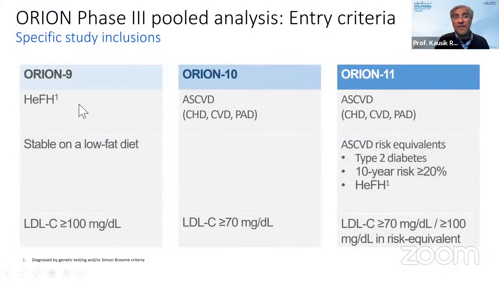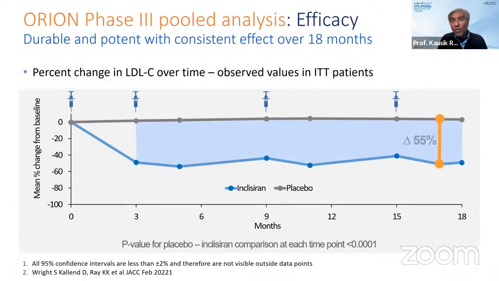It's been studied in ORION-9, in heterozygous FH, ORION-10, in established cardiovascular disease, and ORION-11, in established cardiovascular disease and high-risk primary prevention. And if you pool all the data from the trials, what you can see is the peak effects are 55%. But what's more important is the area under the curve. So in this dosing interval, if you will, you could talk about annualized reductions in LDL of 52% with twice-a-year dosing, or 6 monthly dosing.